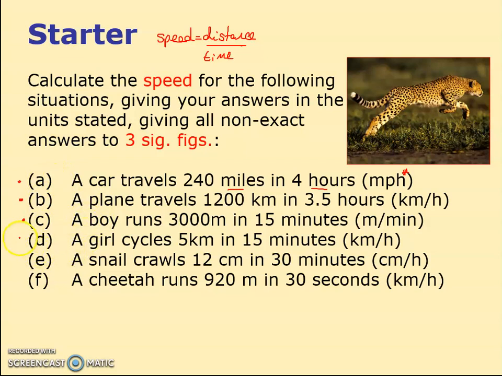But for D, E, and F, these are the slightly trickier ones, because I say I'll give you 5 kilometers, but 15 minutes, and yet I want the answer in kilometers per hour. So you're going to have to do some conversions on the last three. So I suggest you pause the video and we'll see how well you get on when I come back. Okay, so pause the video now, please.